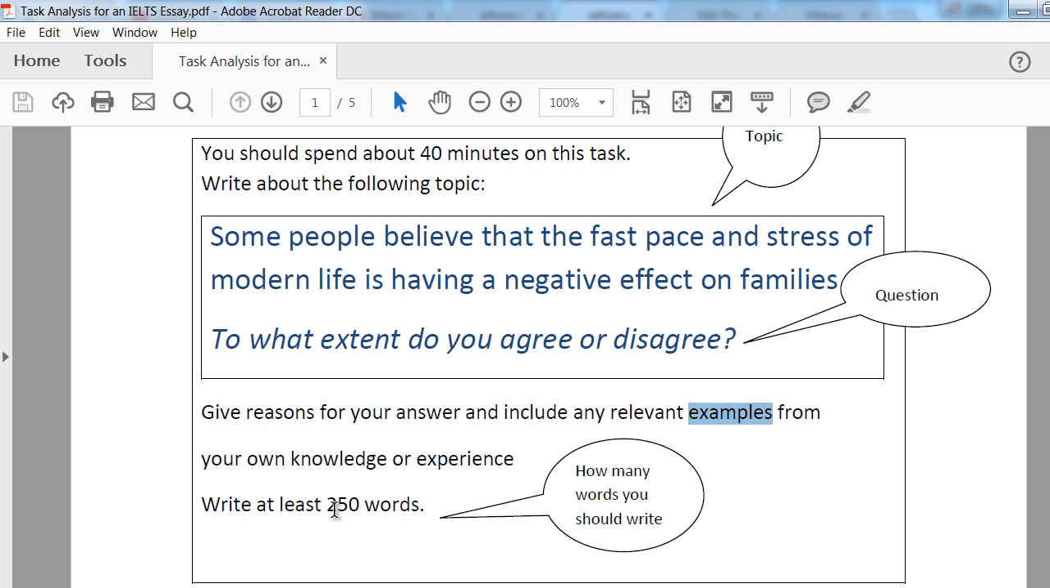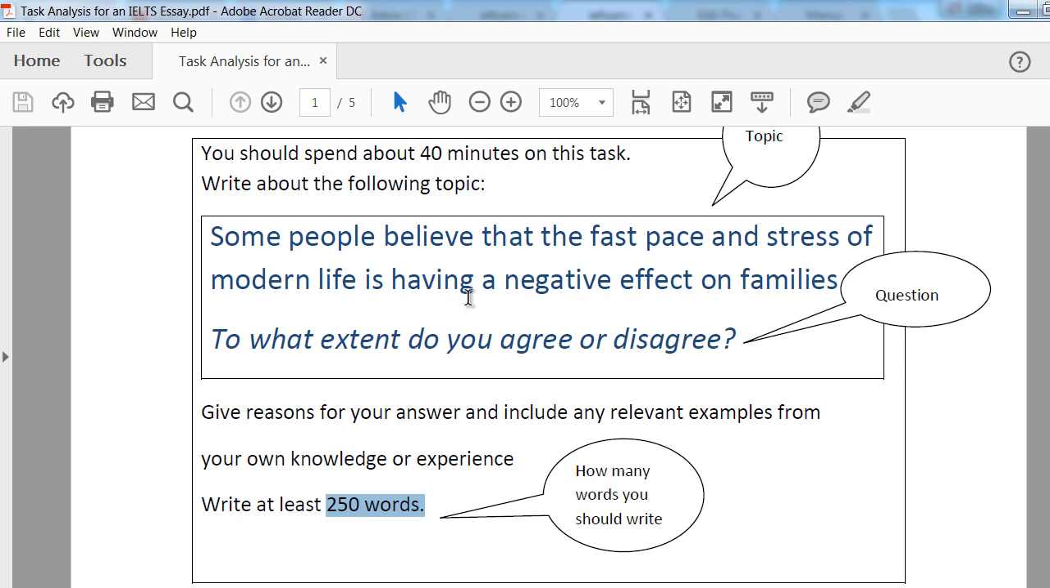The other thing is you're always asked to write 250 words. This doesn't change. And by the way, the examiners do count the number of words you write, and you get penalised under task response if you don't write enough words.